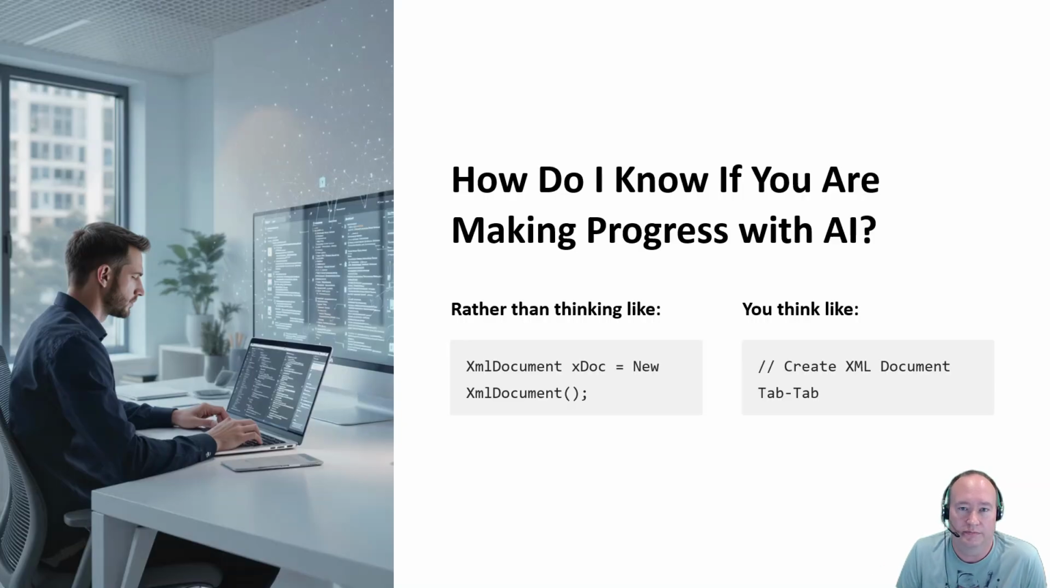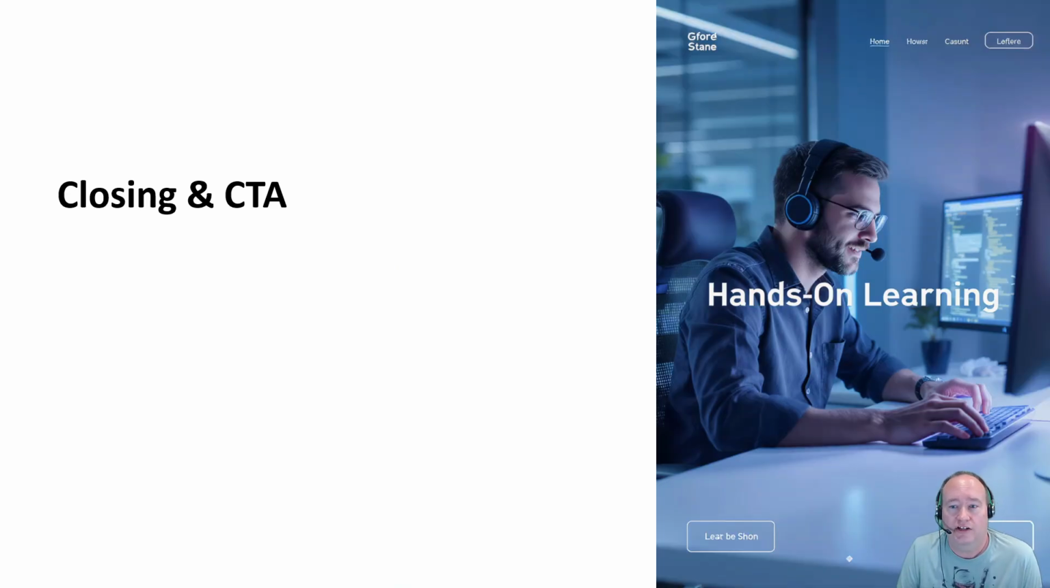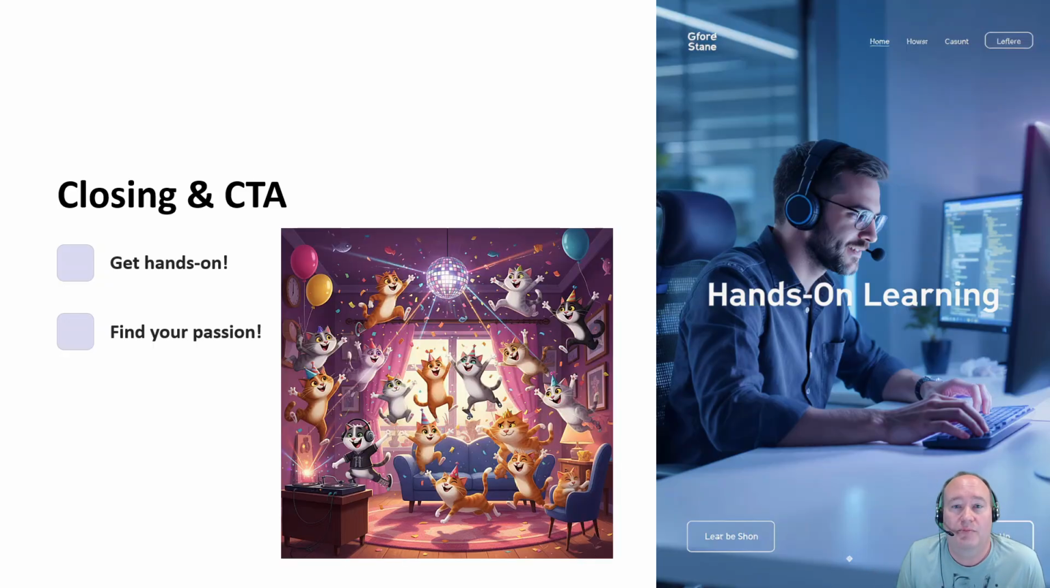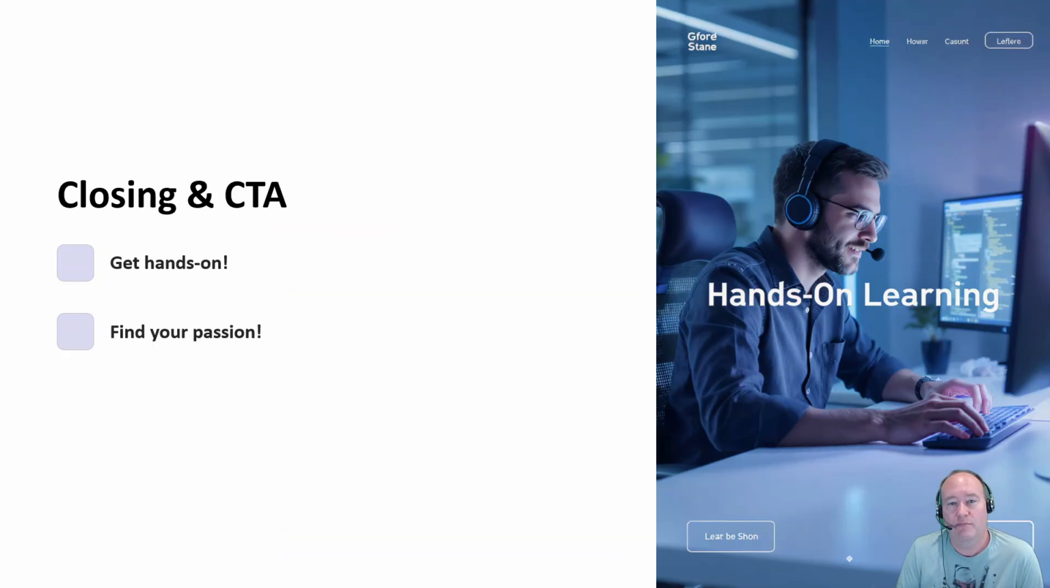So what is your call to action? First off, I'd suggest everybody get hands-on. Dive into labs, dive into GitHub repositories, start building solutions with AI today. And really find your passion. Is it agents? Is it video generation? Is it getting a cat to jump up and down and have a party with a hat? Whatever your passion is, find it, explore it, and build your AI skills.